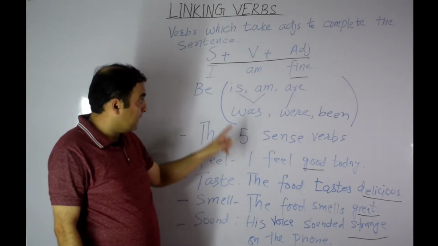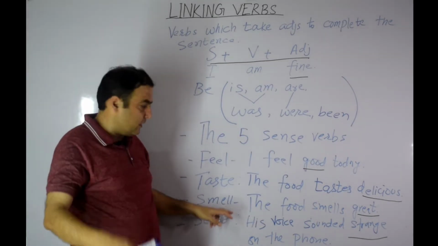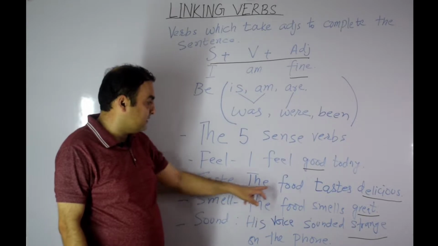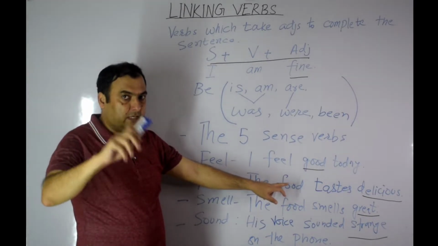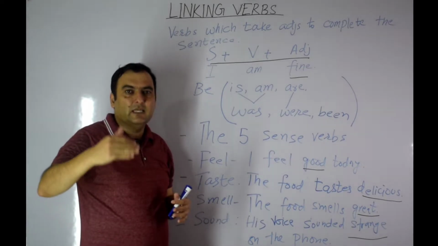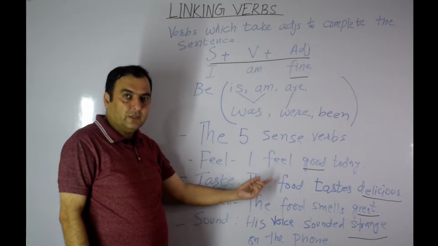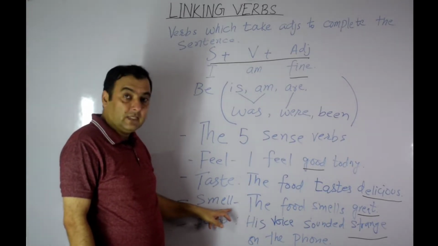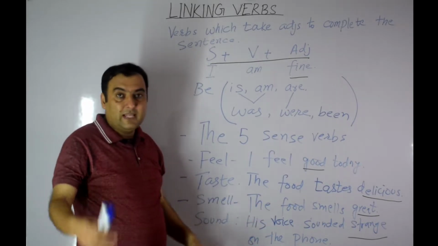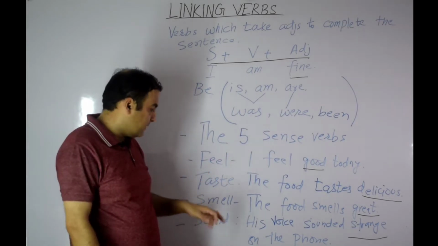Another linking verb and sense verb is taste. For example, you say the food tastes good, which means the taste of the food is good, but we use this structure. The food tastes good. The food tastes bad, for example. Smell. The food smells great, for example. The food smells awful, for example.